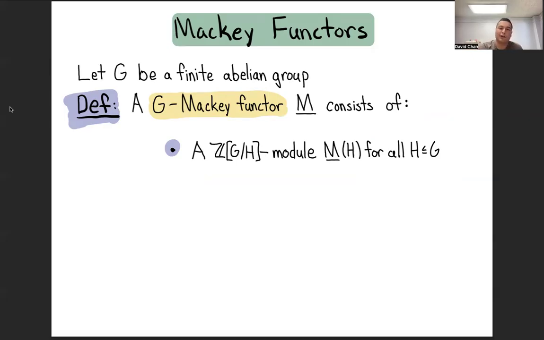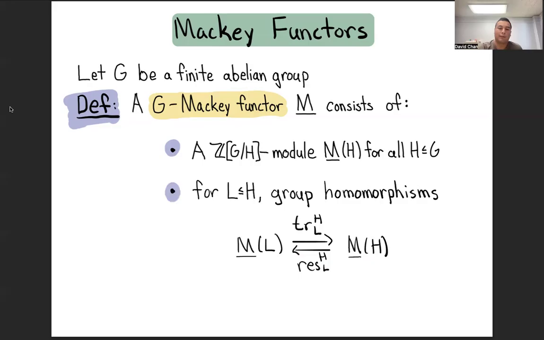So a G-Mackey functor consists of, for every subgroup H inside of G, some Z[G/H]-module, some abelian group with an action by G mod H. When the group's not abelian, you need to replace G mod H with something which is actually a group, and you use the Weyl groups for that. So it's not just some collection of groups. I need to connect these groups in some way. If I just had a collection of Z[G/H]-modules, this really wouldn't be that interesting of a structure.